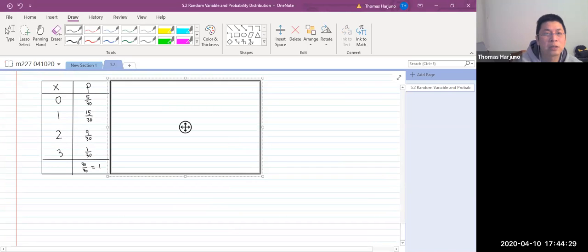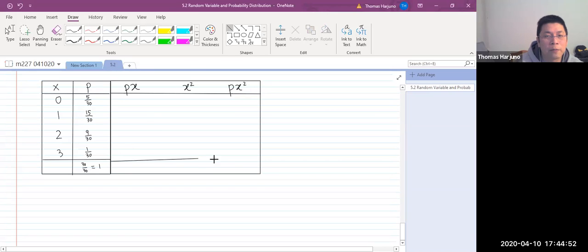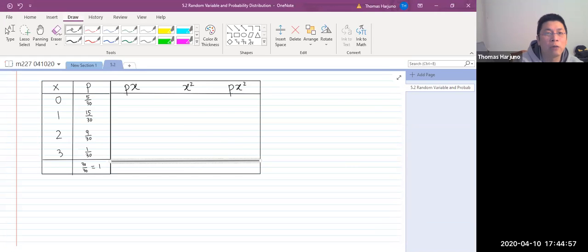I want you to extend this table with x, px, and then x squared, and then px squared. Do all of them using fractions, I mean. Just do them by fraction. You will use calculator toward the end.